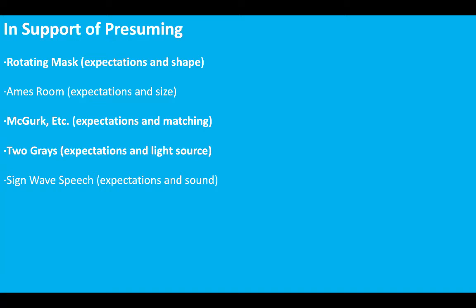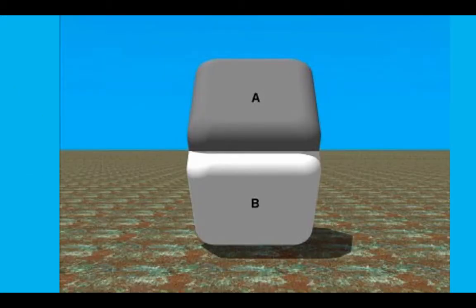In the last video, we talked about how cross-modal effects show that perceiving isn't absorbing. In this video, we'll talk about another kind of effect that shows that perceiving isn't absorbing. So here's a stimulus. You may have seen this before.